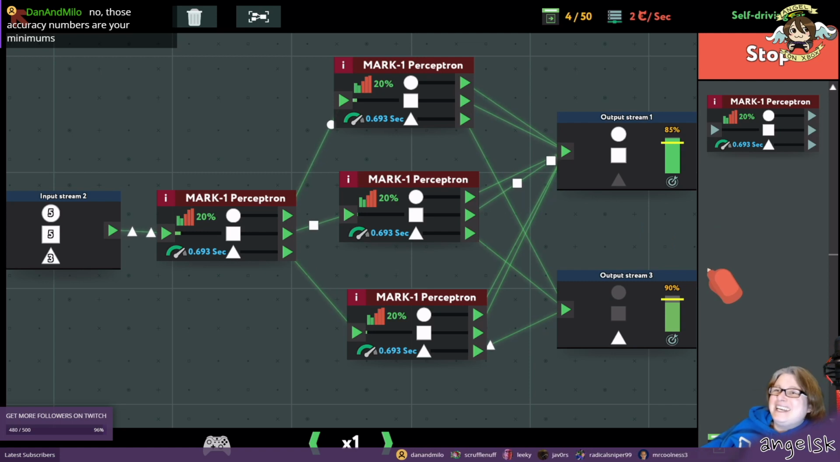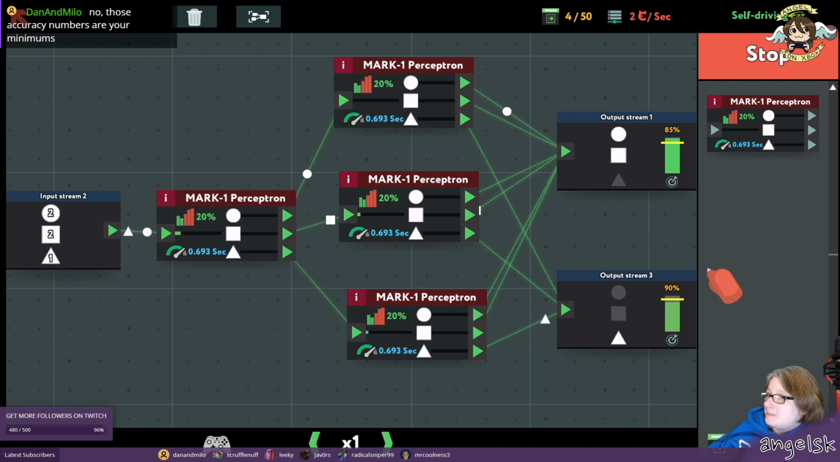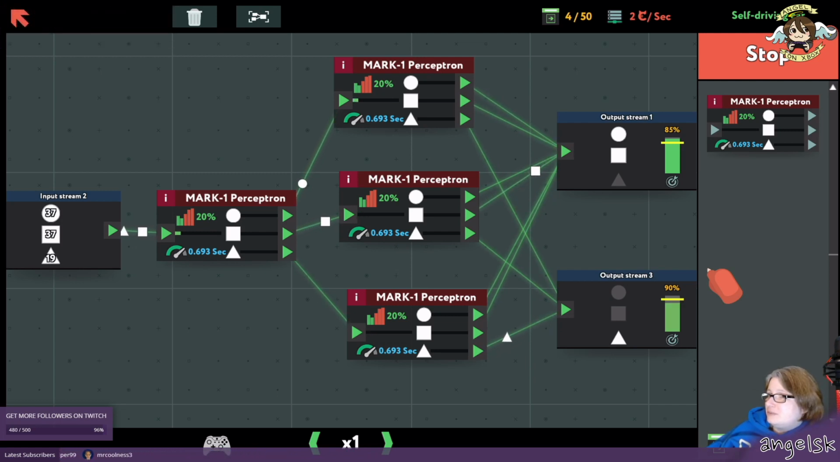Yeah, I made the same realization, Dan. But it's a case of sacrificing speed for accuracy. Takes 1.3 seconds to make a decision instead of, you know, 0.7, 1.4 seconds.